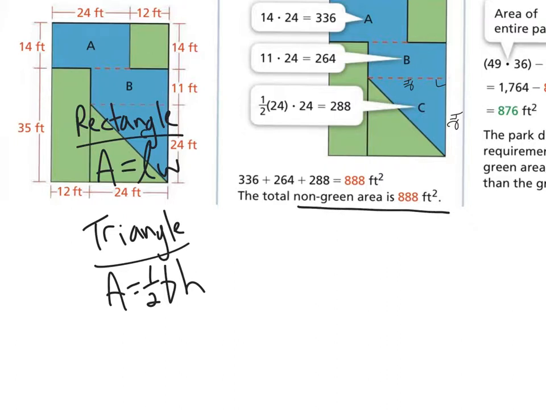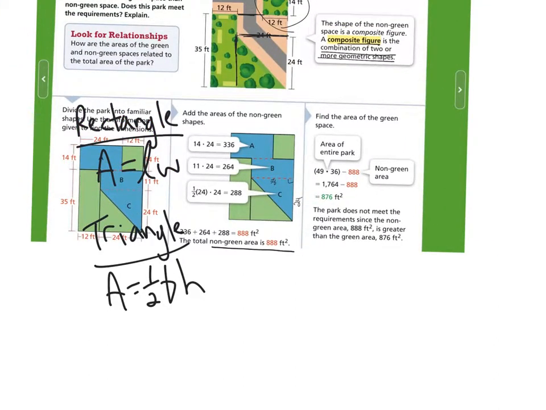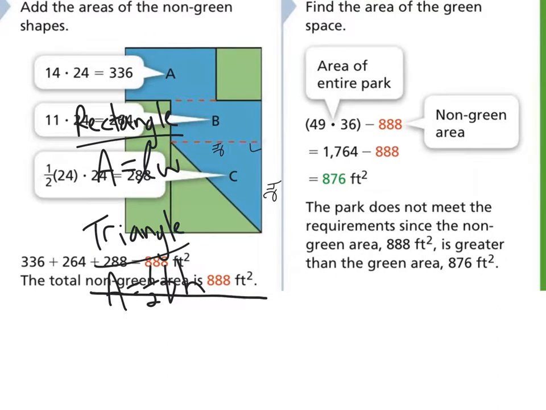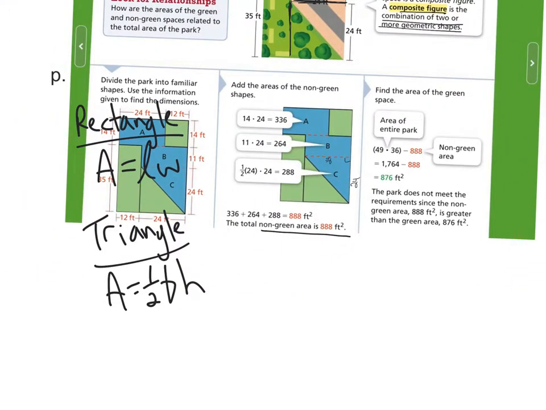We have to do the same idea for the green area. They did it a different way in the book here, which is fine. They looked at what if we had the whole thing, the area of the whole thing, like a big rectangle. So they did 49 times 36, which is 1,764. And then they subtracted the 888 non-green area. That should give you the green area of 876. 876 is less than 888, so technically it's not meeting the constraints of what we want to have.